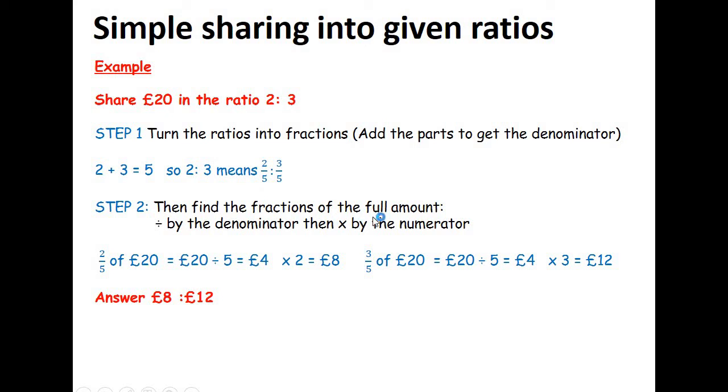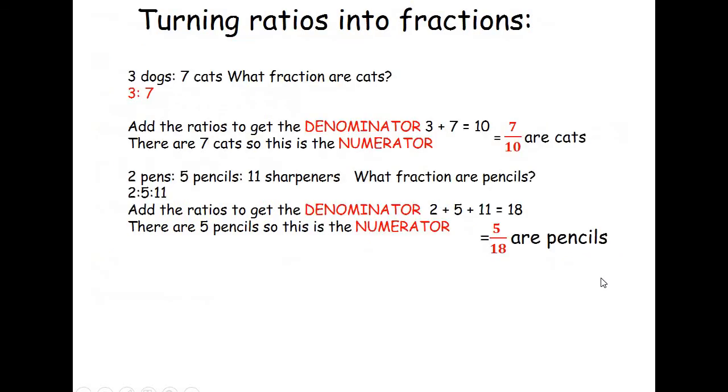So then you find the fractions of the full amount. So you want to find 2/5 of £20. To find a fraction of an amount, you divide by the denominator and then multiply by the numerator. So dividing by the denominator tells us how much 1/5 is. We want 2/5, so we multiply that answer by 2, which is £8. And similarly with 3/5, you want to find 3 parts out of 5 parts altogether. Divide by 5 to get 1 part, multiply by 3 to get the value of 3 parts.